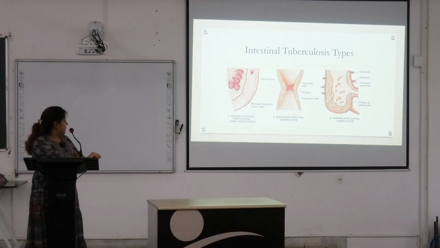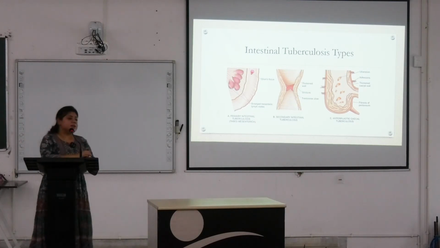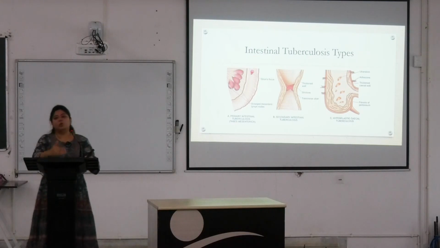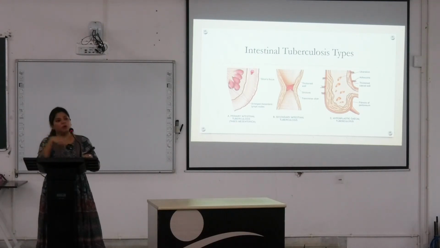Right, and secondary intestinal TB. This takes place when a person who is infected by primary intestinal TB ingests his own sputum. Now, the TB bacilli which are present in the sputum go to the intestine and they can infect the intestine. In this case, there is ulcer formation, stricture formation, and there may be perforation.